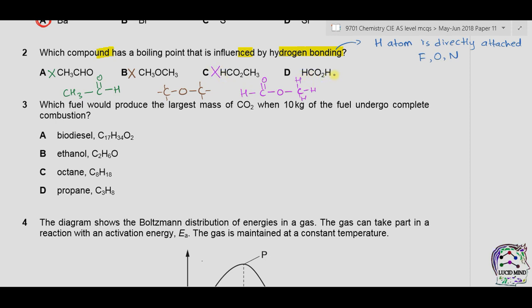D is HCO2H, which is carboxylic acid. Now we can see that oxygen and hydrogen are directly bonded, so hydrogen will become partial positive, oxygen partial negative, and it will involve hydrogen bonding. The answer is therefore D.